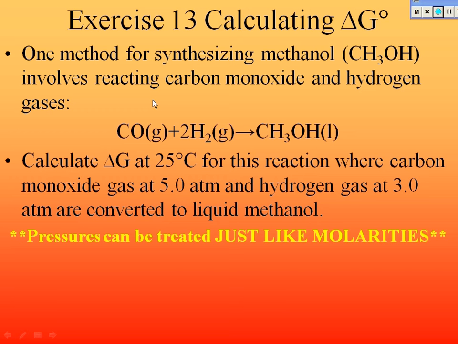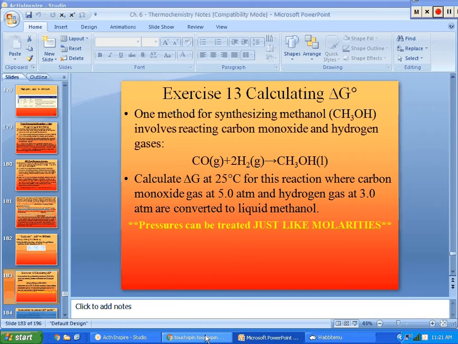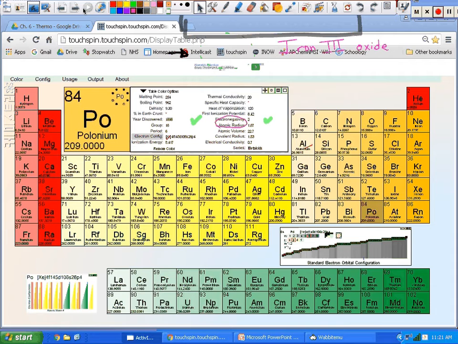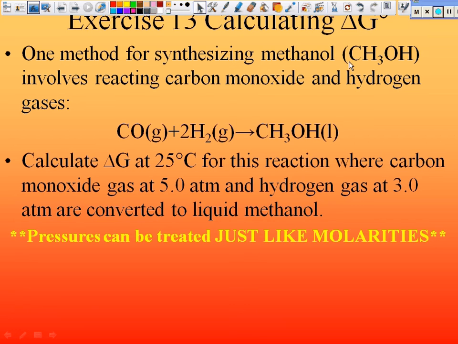All right, so here's actually a really good question. Let's look at this for just a second. I think this one's going to kind of throw you for a loop, but if you pay attention, it'll make sense. It says one method of synthesizing methanol, which is CH3OH, involves reacting carbon monoxide and hydrogen gases. Calculate the delta G at 25 degrees Celsius for this reaction where carbon monoxide gas at 5 atmospheres and hydrogen gas at 3 atmospheres are converted to liquid methanol.